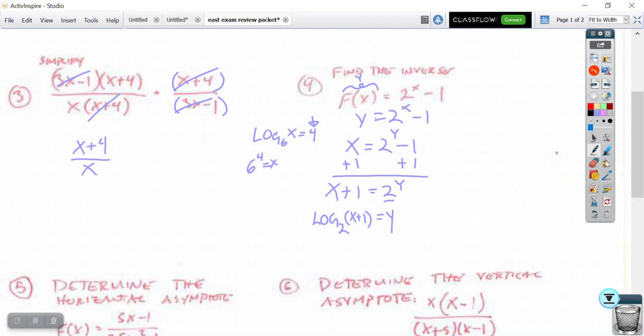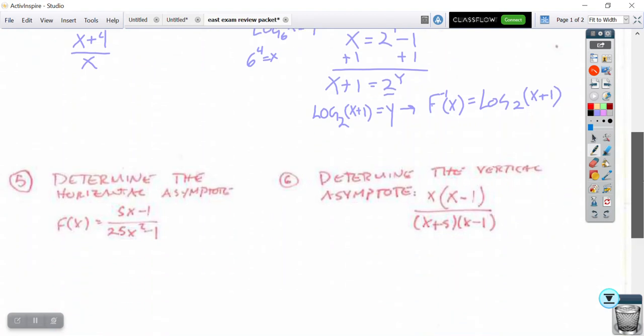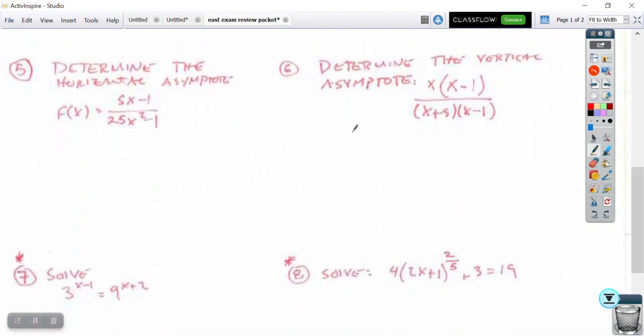And so now we need to turn it back into function notation, and since it's the inverse, we have f to the negative 1 of x is equal to log base 2 of x plus 1. And so now we've successfully gotten that into inverse form. All right, so I'll do these next two on a separate video.